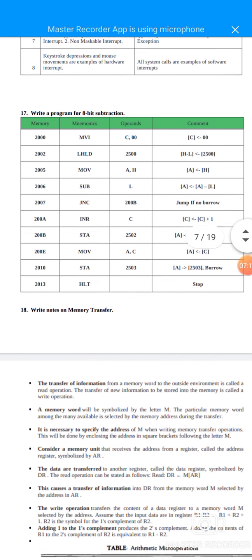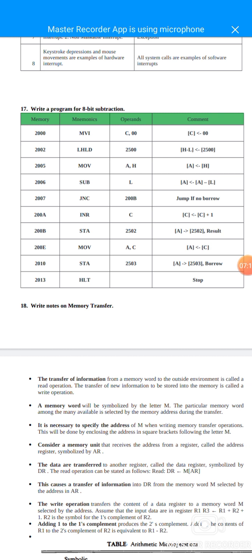17th question. Write a program for 8-bit subtraction. Memory, mnemonics, operands and comments are displayed on the screen. I will tell the memory: 2000, 2002, 2005, 2007, 200A, 200B, 200C, 200D, 2010, 2013. Mnemonics are MVI, LHLD, MVI, SUB, JNC, INR, STA, MOV, STA, HLT. Operands are C, 00, 2500, A, H, L, 200B, C, 2502, A, C, 2503. Commands are displayed on the screen.